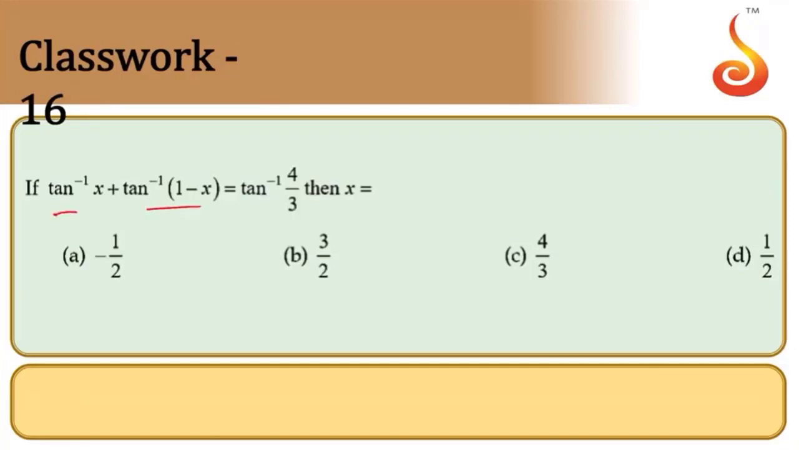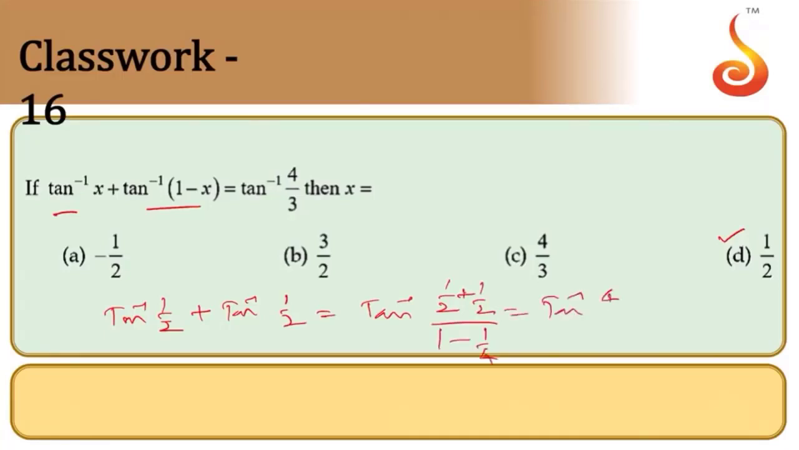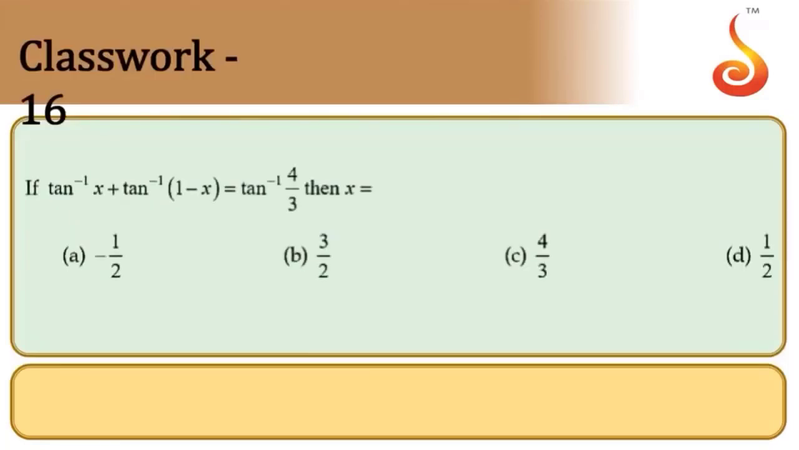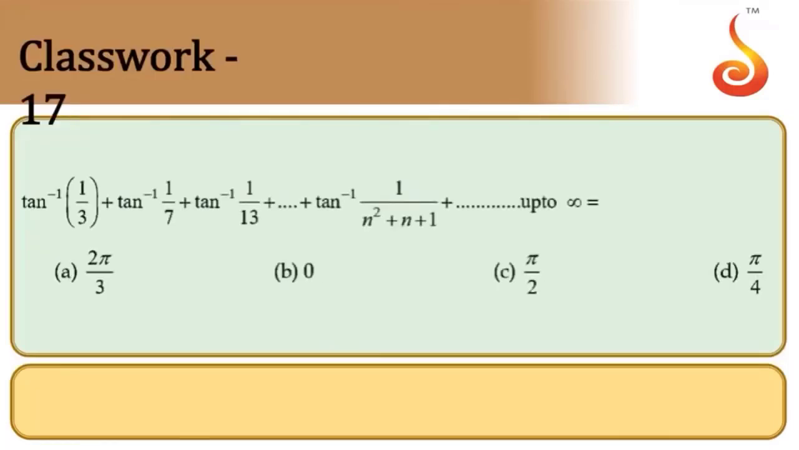So let me take up the next one. It is about tan inverse x, tan inverse of (1 minus x), 1 by 4. It's nothing but verification. Suppose I take 1 by 2; when I substitute, tan inverse half plus tan inverse half, you get it. So you'll be getting tan inverse of half into 1 by 2 divided by 1 minus 1 by 4, that is nothing but tan inverse 4 by 3, exactly satisfying the result here. So the answer is equal to plus half.